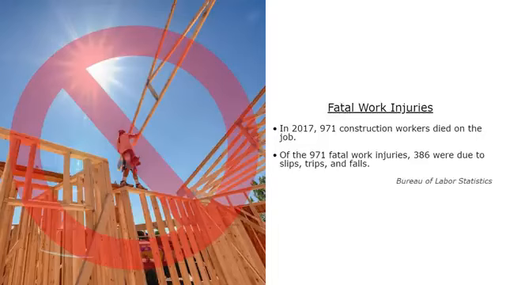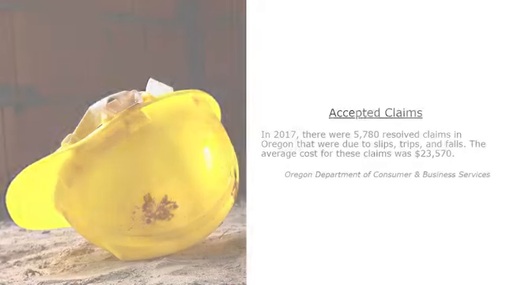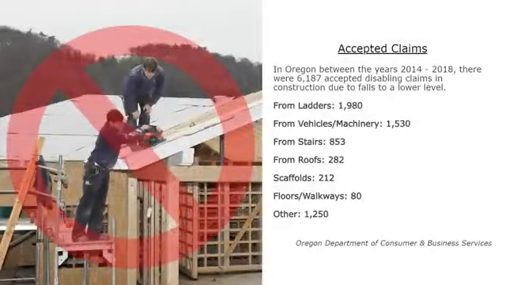Accepted claims. In 2017, there were 5,780 resolved claims in Oregon that were due to slips, trips, and falls. The average cost for these claims was $23,570. Source: Oregon Department of Consumer and Business Services.